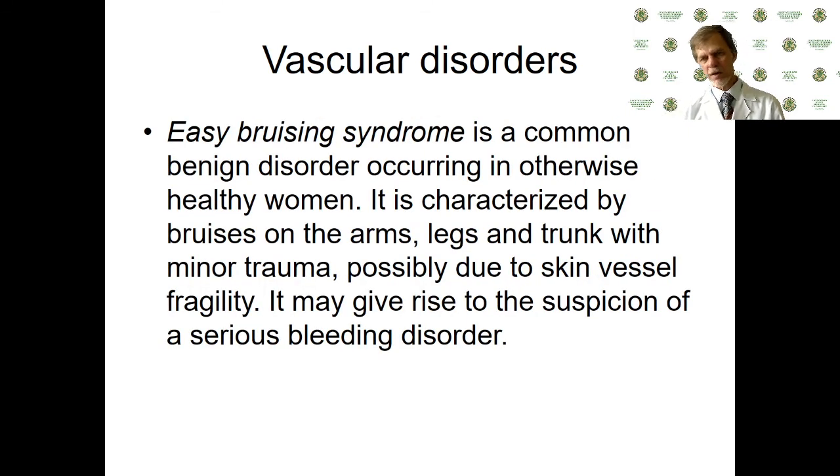Easy bruising syndrome. It's a very interesting syndrome. This is a common benign disorder occurring in otherwise healthy women. Usually it happens only in women, characterized by bruises on arms, legs, and trunk with minor trauma, possibly due to skin vessel fragility. It may give rise to suspicion of serious bleeding disorders. This is just constitution. For some reason, some women easily produce blue and black marks, even with small trauma. But if you check everything, you can't find a real bleeding disorder. Then we tell the patient, okay, this is easy bruising syndrome. Don't worry, your body is constructed this way.